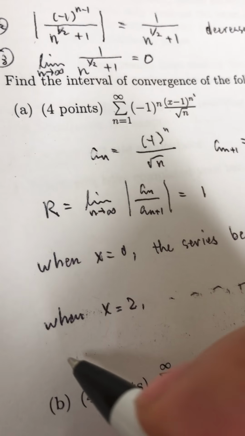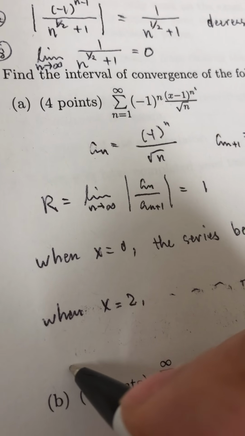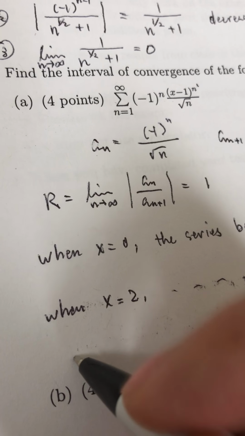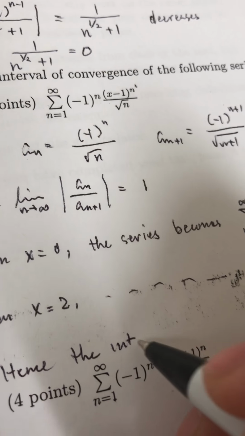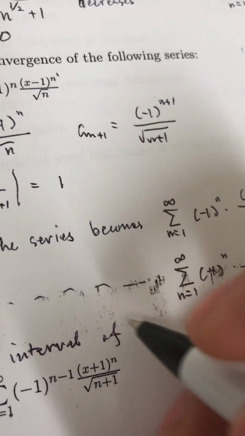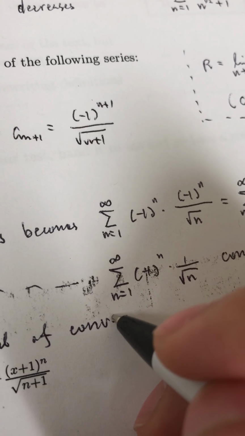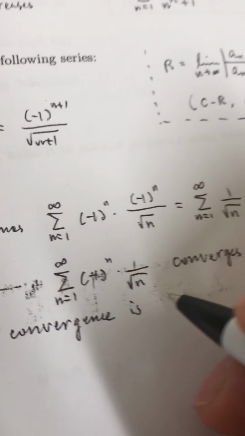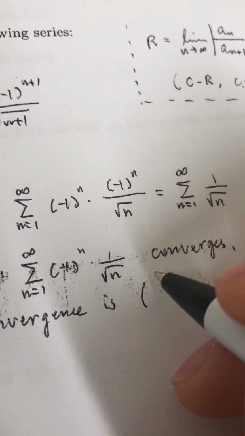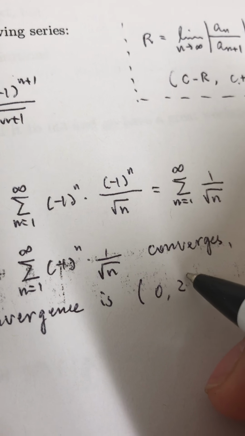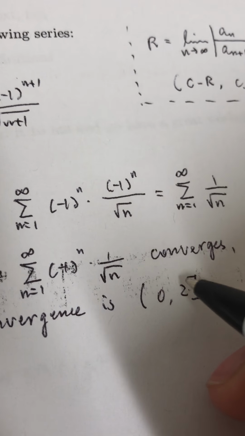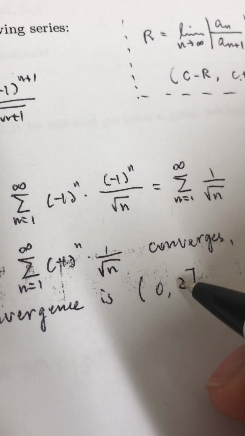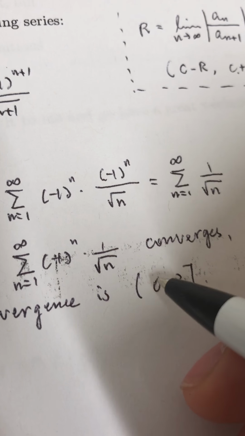Finally, you can write down the interval of convergence. Hence, the interval of convergence is 0 to 2. This bracket means 2 is included. Here's the parenthesis, so 0 is not included.